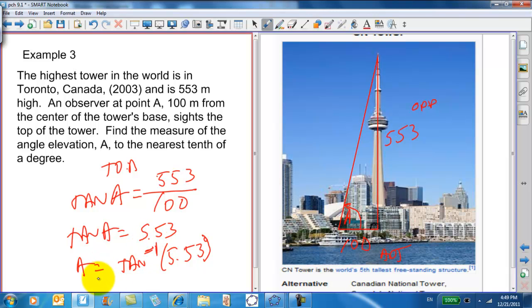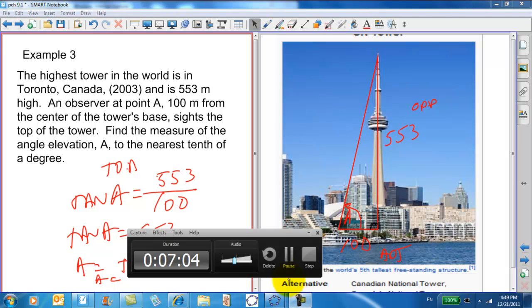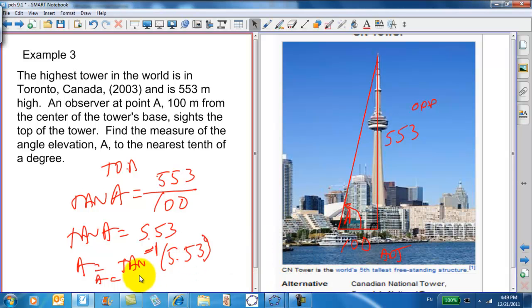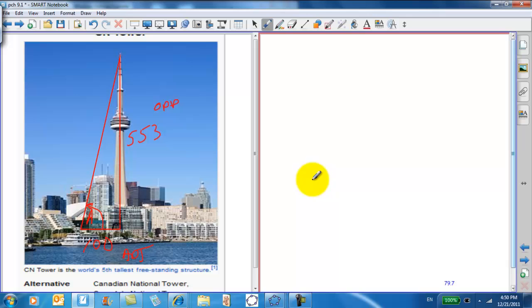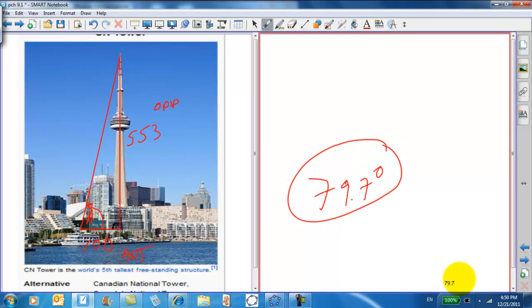So let's see what the calculator tells us. And I'm getting 79.7498 degrees. To the nearest tenth then, that's 79.7 degrees. There you go. Checks with their answer in the back.